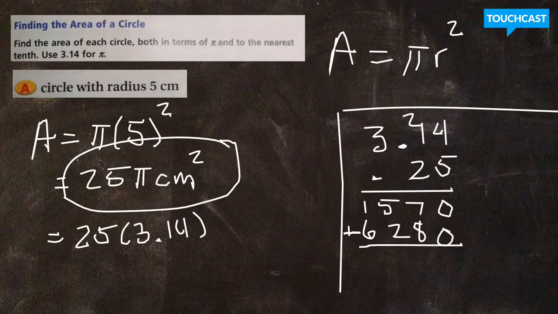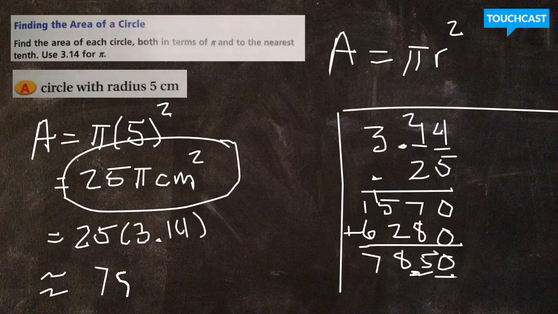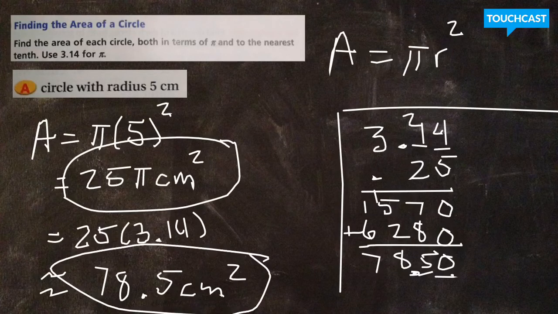We can add these two numbers now. 0, 15, carry the 1, 8, and 7. We had 2 numbers follow a decimal, so we need 2 numbers to follow our decimal. So to the nearest tenth, the area is 78.5 centimeters squared. We've found the area in terms of pi and to the nearest tenth, so let's try that one more time.